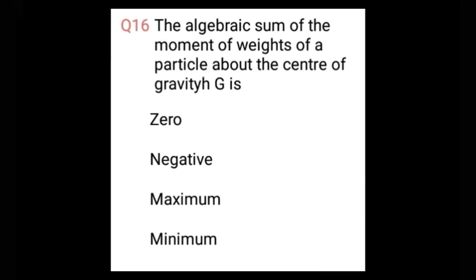Question number 16. The algebraic sum of the moments of weights of the particles about the center of gravity G is 0, negative, maximum, or minimum. Your 5 seconds starts now. The correct answer is 0.